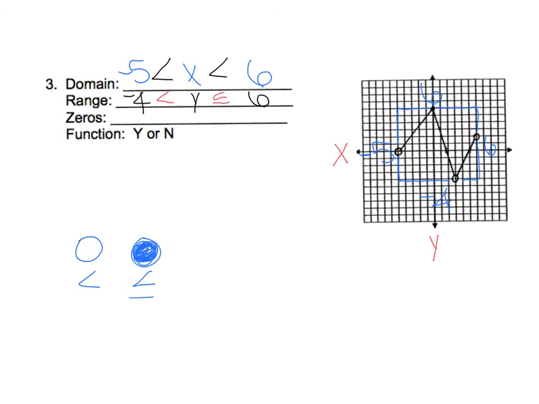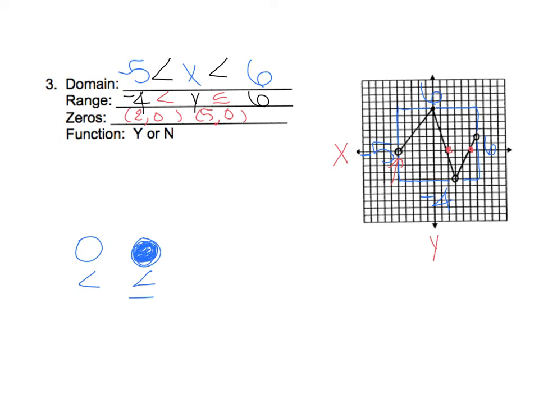Okay, zeros. Does it intersect our x-axis? It looks like it does here and here. And then we're going to have to discuss that one, because that's technically an open circle, which means that point is really not included. So really then we only have 2 zeros, and that would be at 2, 0 and 5, 0.